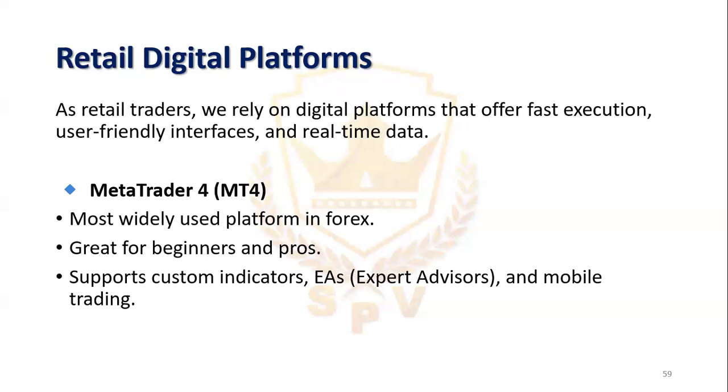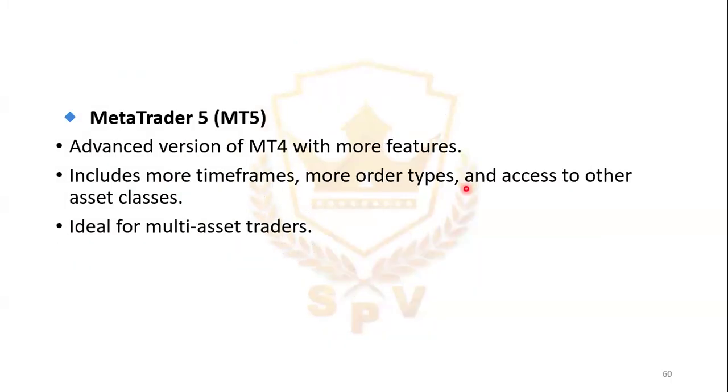And we also have the MetaTrader 5, which is simply an advanced version of MT4 with more features. It is also offered by MetaQuotes, and most brokers use the MT5. With the MT5, we have more advanced features in terms of execution of trades and closing of trades. It has more time frames, it has more order types, and you can get access to other asset classes that are not available in the MT4. It is ideal for multi-asset traders.